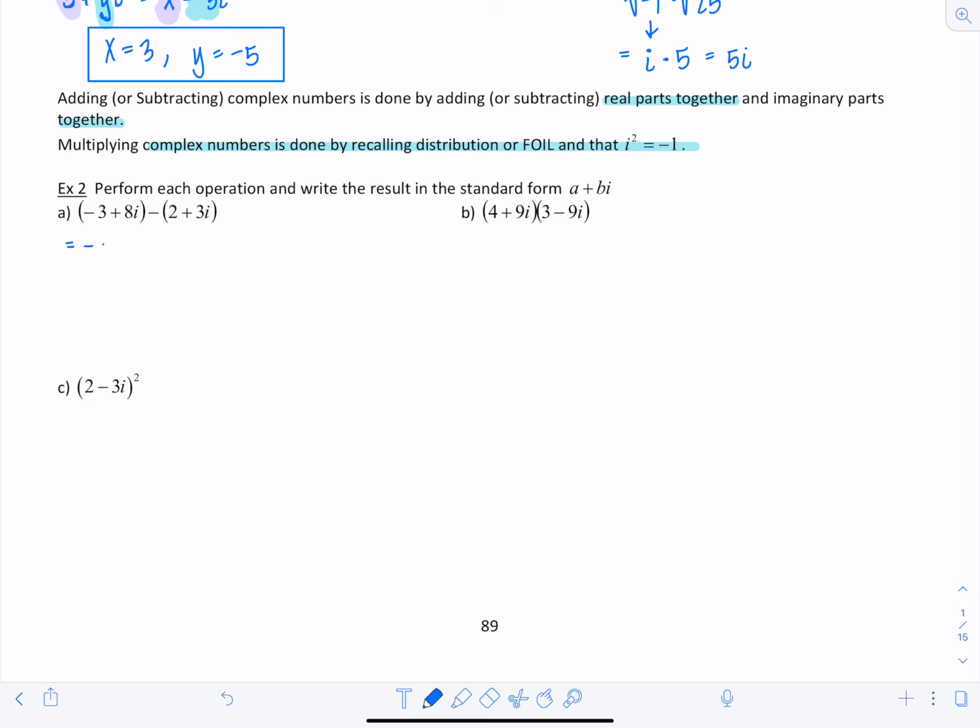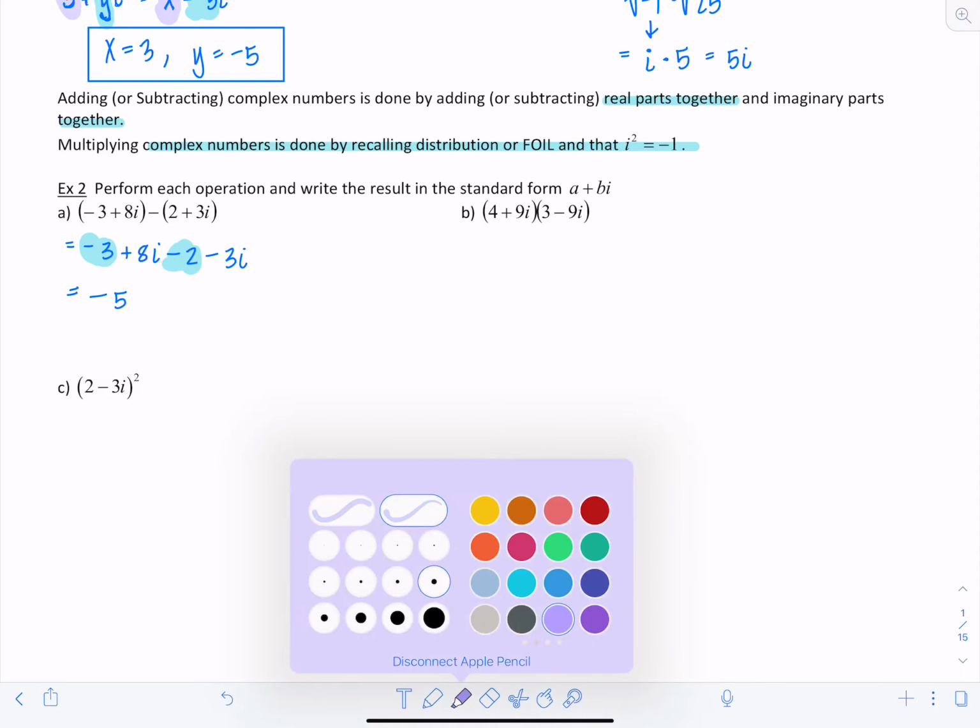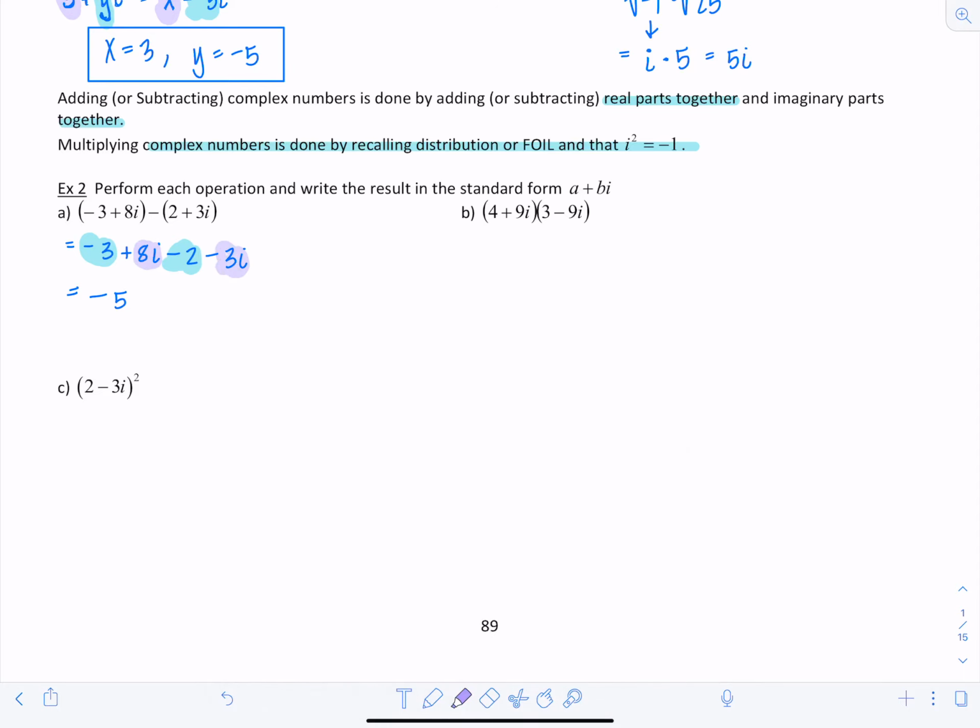So this is going to be -3 plus 8i minus 2 minus 3i. I'm going to combine the real part, so then I get -5. And then combine the imaginary part. So 8i minus 3i, that's going to give me 5i. Make sure you always write the real part first and the imaginary part second. That's our answer. Okay, let's look at the next one.